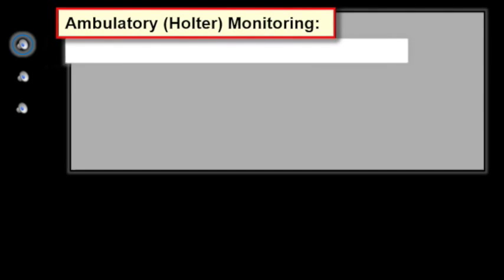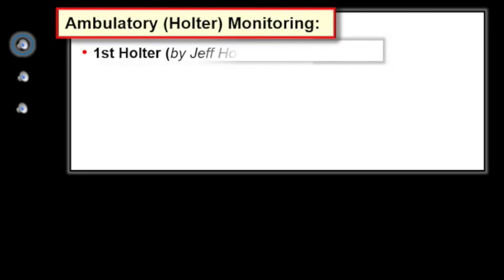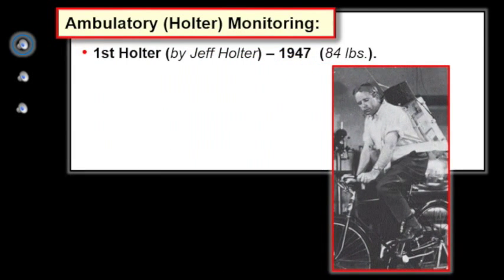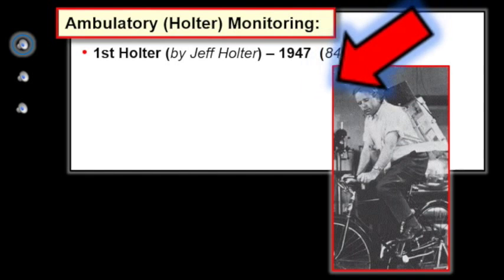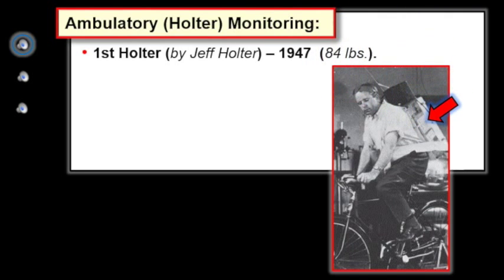Which leads to the subject of Holter monitoring. The first Holter device was developed by Jeff Holter in 1947. It weighed 84 pounds. Back in those days, you got a 2-for-1 in that in addition to a Holter, your patient got a stress test carrying the device around for 24 hours.